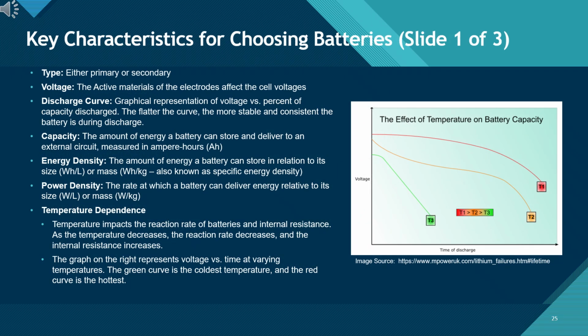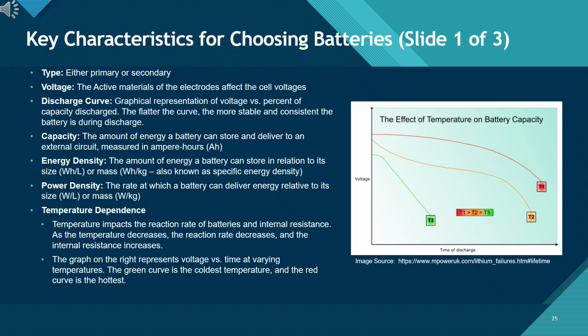Key characteristics for choosing batteries, slide 1 of 3. When selecting batteries for any application, a few fundamental characteristics really guide the decision. First is the type, whether it's a primary battery you use once or a secondary battery you can recharge. We also look at voltage, which is determined by the active materials used in the electrodes. The discharge curve is another big one. A flatter curve means the battery delivers a steady, predictable voltage instead of dropping off quickly.